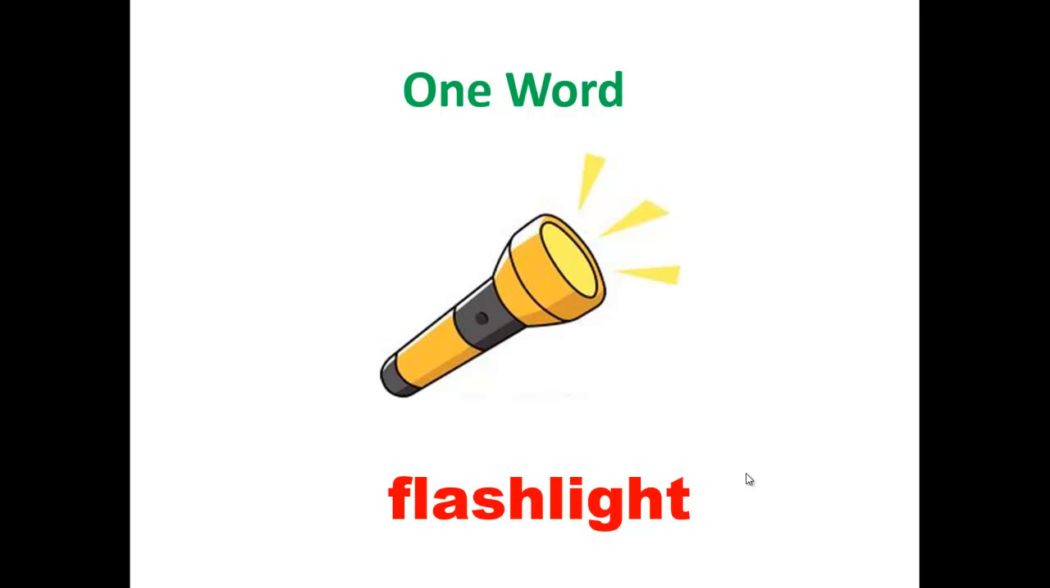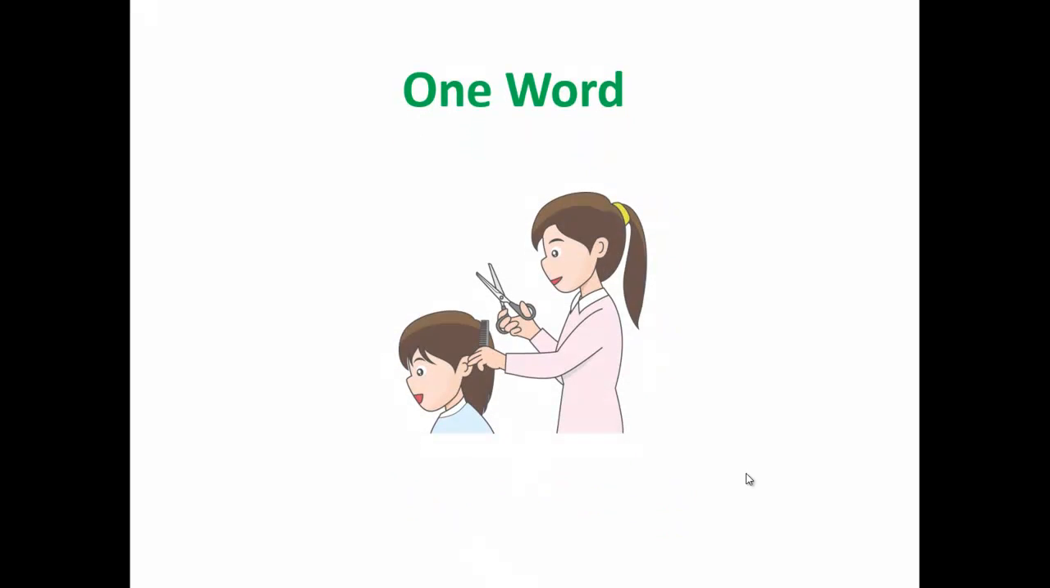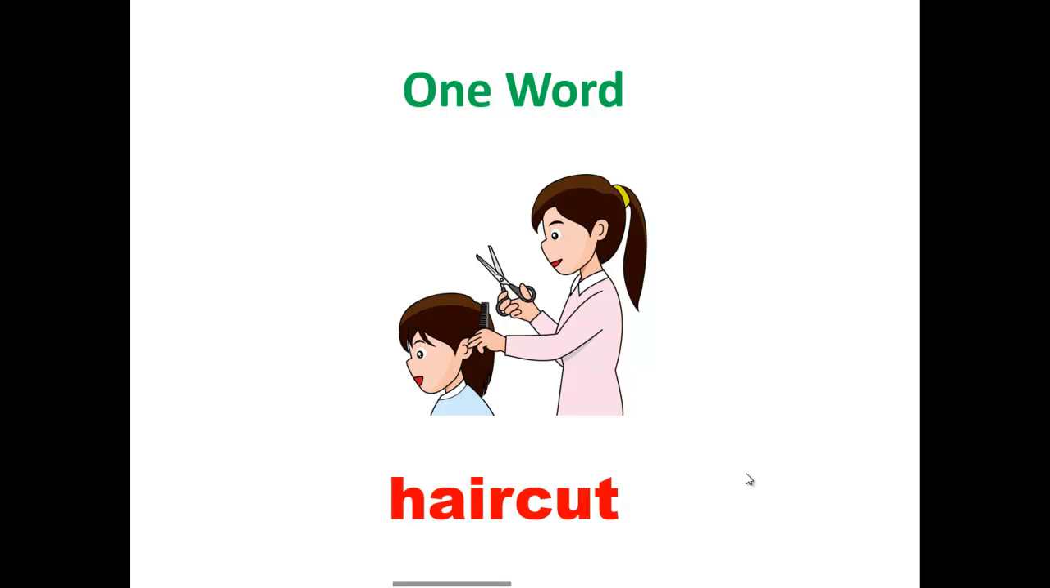Flashlight. This word is made up of two words. The first word is flash. The second word is light. The two words are joined together to make up a new word. So it is a compound word. What type of compound word is it? It is a one-word compound word. Great. Another word. Haircut. The first word is hair. The second word is cut. So this word is a compound word. The two words are used together to make up a new word. How is it written? It is written as one word.